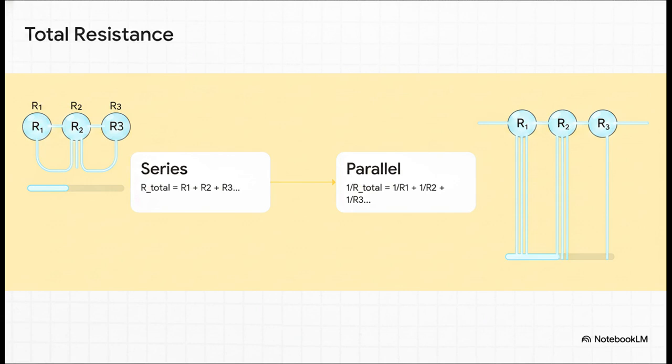When you're calculating total or equivalent resistance, series circuits just add up directly: R1 plus R2 plus R3, and so on. The resistance just keeps stacking. But parallel circuits use reciprocals. 1 over the total resistance equals the sum of 1 over the individual resistances. In plain English, adding more paths in parallel actually decreases the total resistance, giving the electricity an overall easier path to flow.